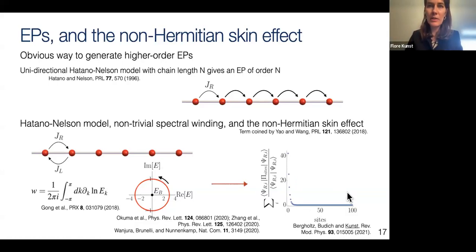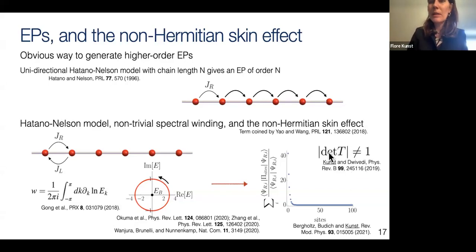And this is a true signature of non-Hermiticity. Note that one can also see this, if you're familiar with it. I have a work on transfer matrices, where the transfer matrix is in a tight-binding system, which gives you access to bulk states and eigenvalues, etc. And you can show that if this transfer matrix is non-unimodular, so if the absolute value of the determinant of T does not equal 1, then you also have this non-Hermitian skin effect.